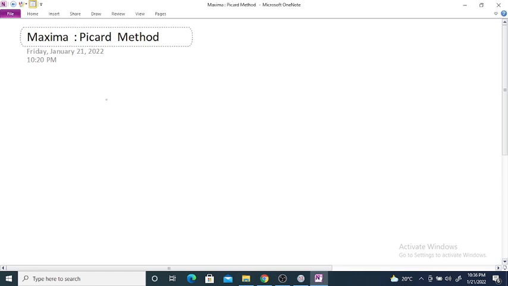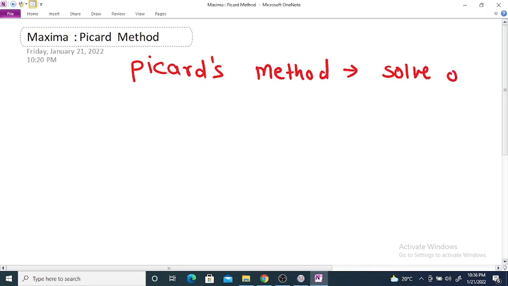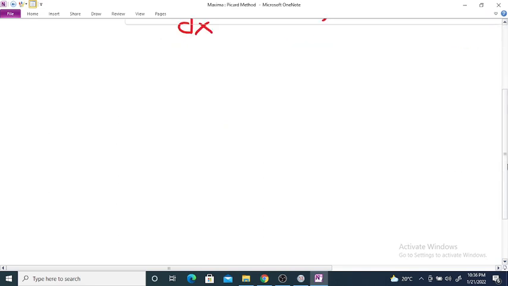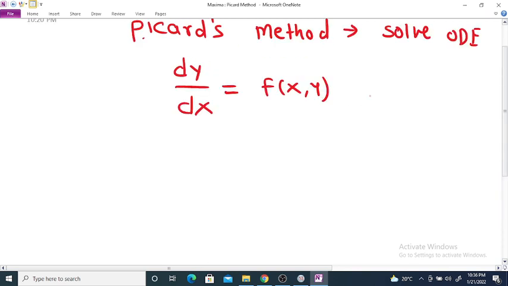Picard's method using Maxima. We know that Picard's method is used to solve ordinary differential equations of first order and first degree. That is, this is a numerical technique to solve a differential equation of the type dy by dx is equal to f of xy with initial condition y of x0 is equal to y0.